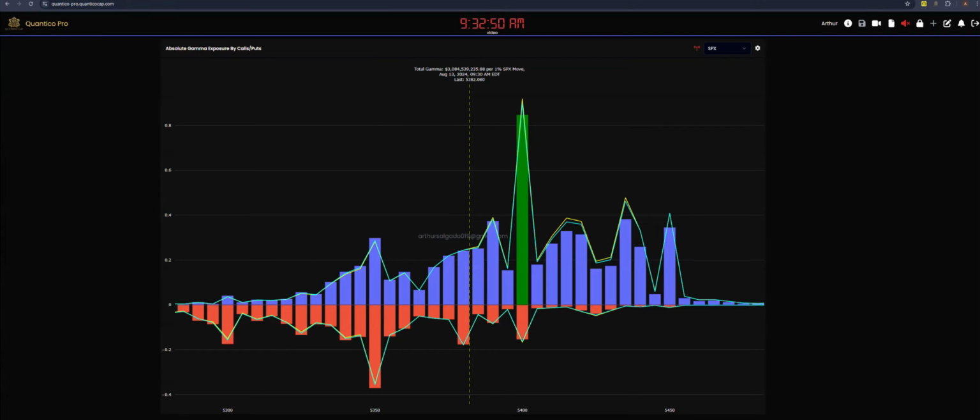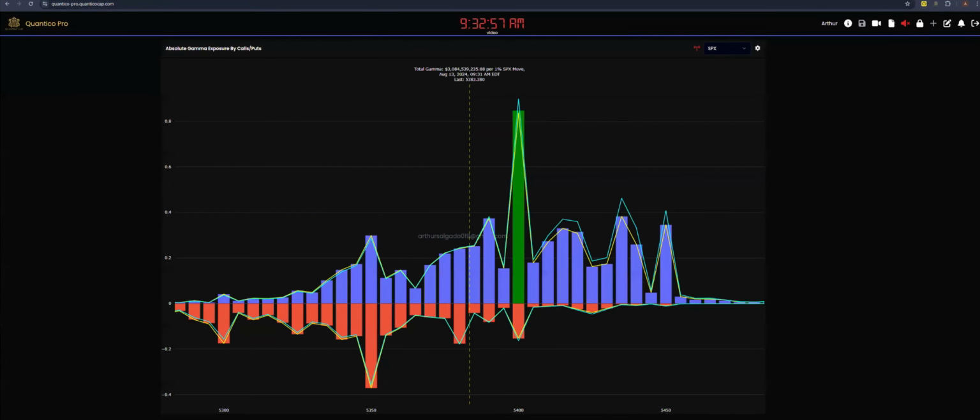This is the absolute gamma exposure by puts and calls tutorial. Let's get into it. So using the absolute gamma exposure by puts and calls, you can see where the levels with the biggest interest actually are.